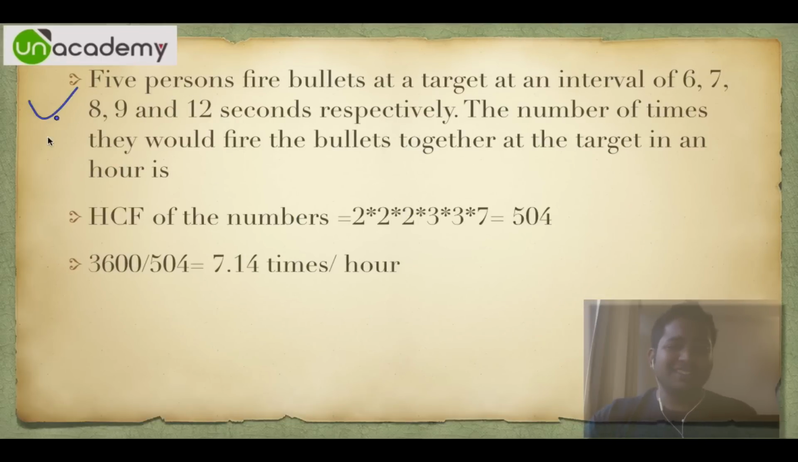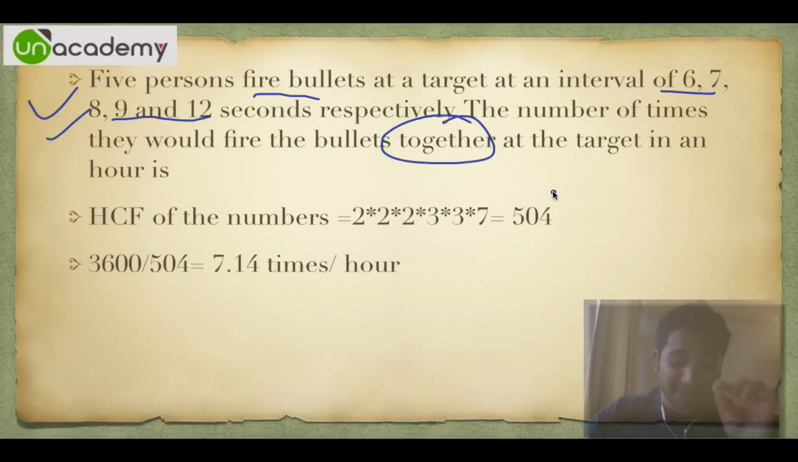So see, this is the question which has appeared in front of you. 5 persons fire bullets at a target at intervals. It doesn't matter what they do. The interval matters: 6, 7, 8, 9 and 10, 12 seconds. Find the number of times they would fire the bullets together, that is at a particular time, at a target in an hour. You don't need options here. Most of the time I'll be telling you to read the options, but you don't need them here.